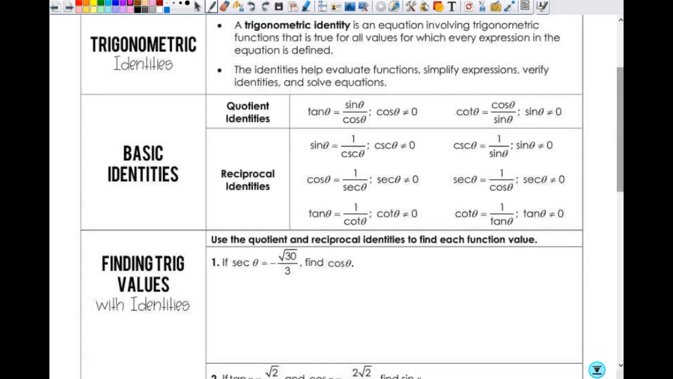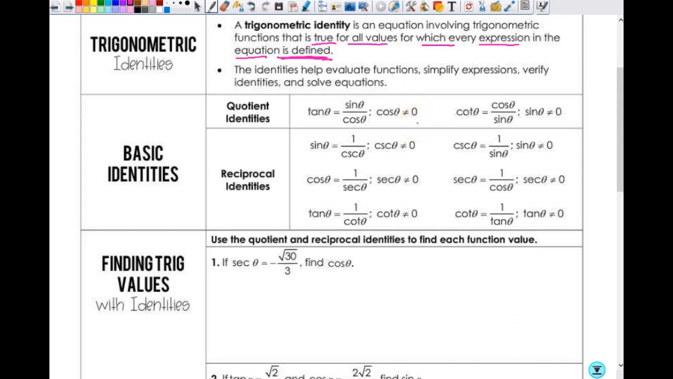It says a trigonometric identity is an equation involving trigonometric functions that is true for all values for which every expression in the equation is defined. Okay, that whole "is defined" is important because we know that tangent is sine over cosine. You've known that for a long time, but that's only true when cosine does not equal 0, right? Because you can't divide by 0. So that's the whole where it's defined, okay?